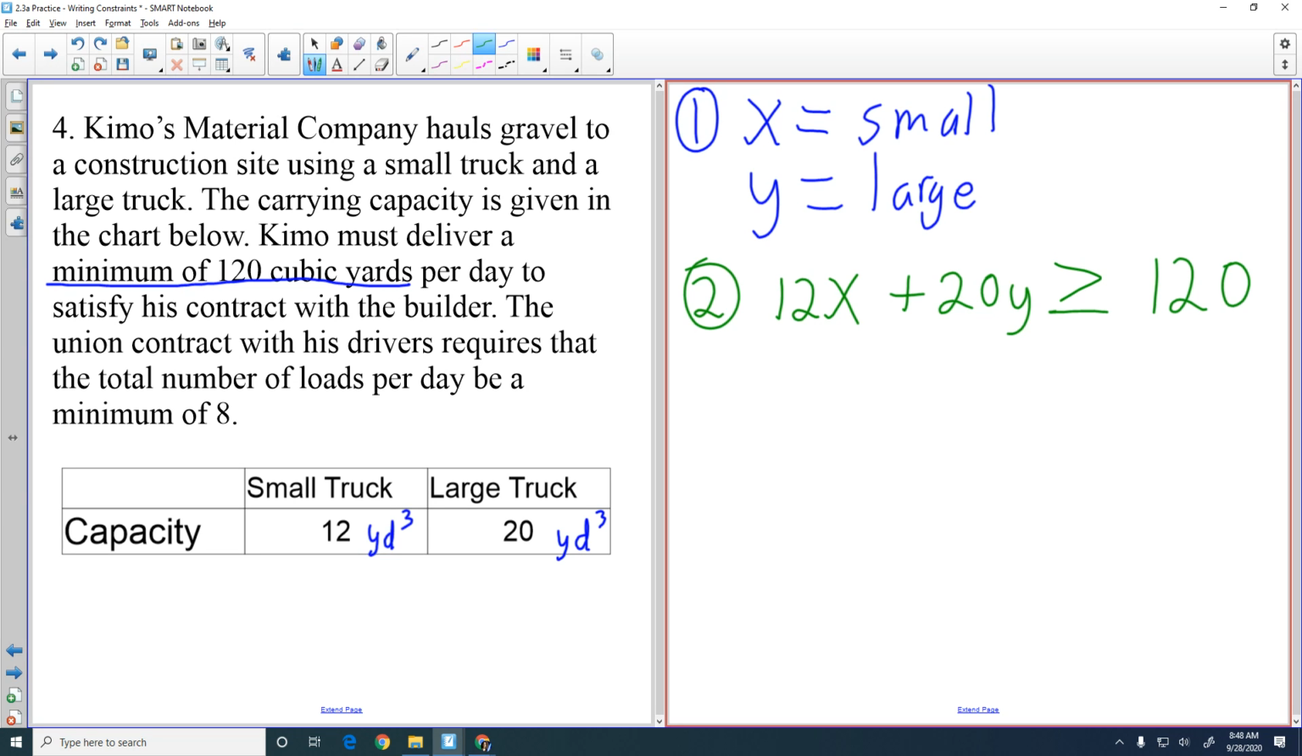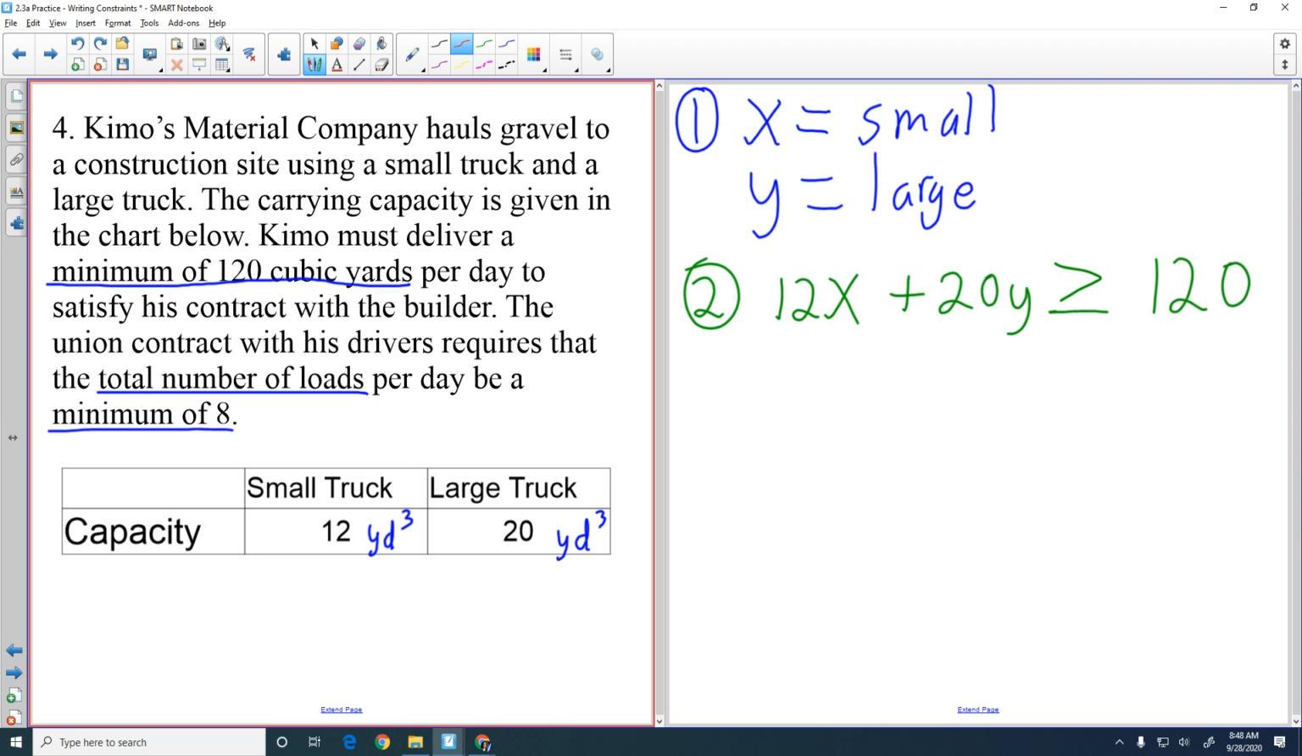Now there's one other constraint here. It says that the total number of loads each day has to be a minimum of 8. All right, that's the total number of truckloads. Again, it doesn't specify whether that's small truckloads or big truckloads, but just there's going to be a minimum of 8. So what should that second constraint look like? Any ideas? Sounds good to me.